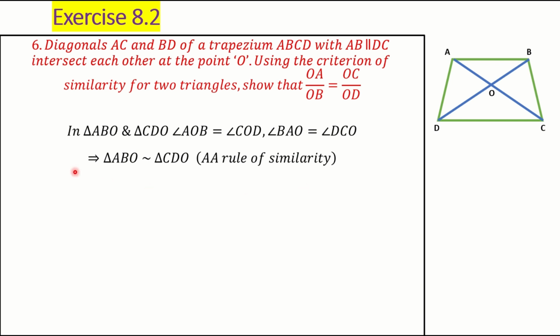Now, once you know that, we can prove that these two are similar triangles. Now, you take the ratios. OA by OC equals OB by OD. Now, you adjust it, and you will get OA by OB equal to OC by OD. Very easy. Just playing with similar triangles.